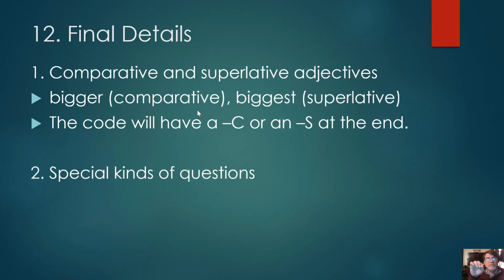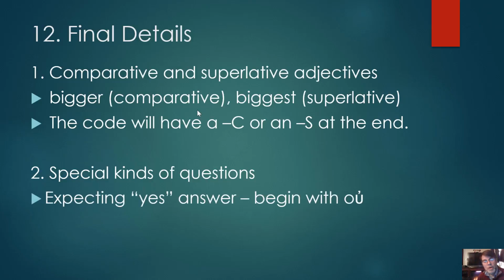And now for the final of the final. There are two special kinds of questions I feel like I would be remiss if I didn't tell you about. One is a question that expects a yes answer. It's going to begin with the word "ou," such as when Paul says, "Am I not an apostle?" Yes, Paul, you're an apostle. That statement in 1 Corinthians 9:1 begins with "ou."